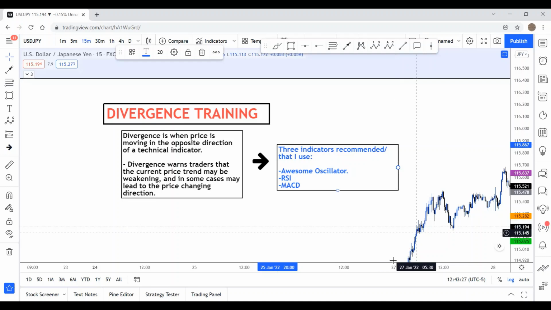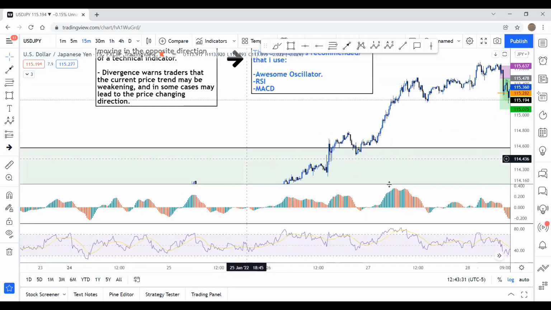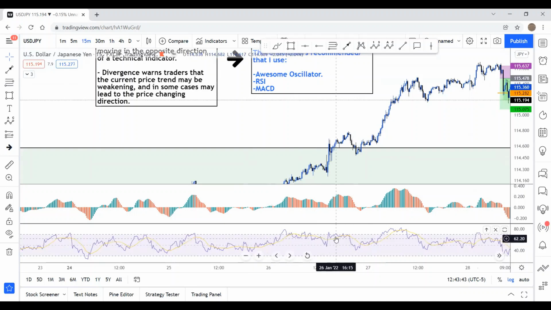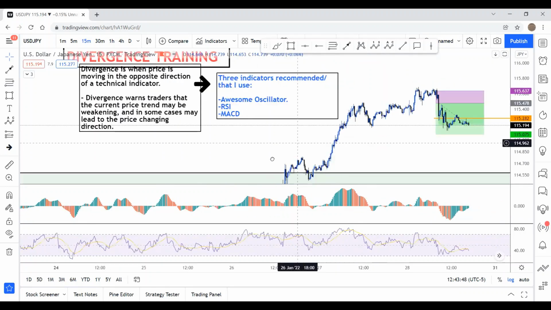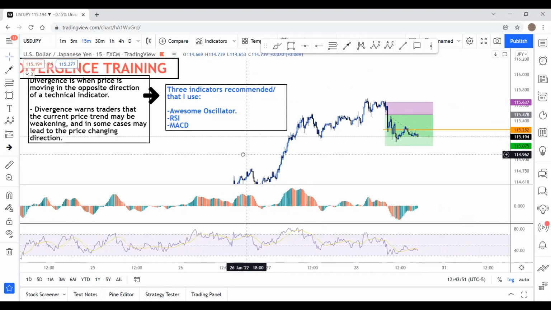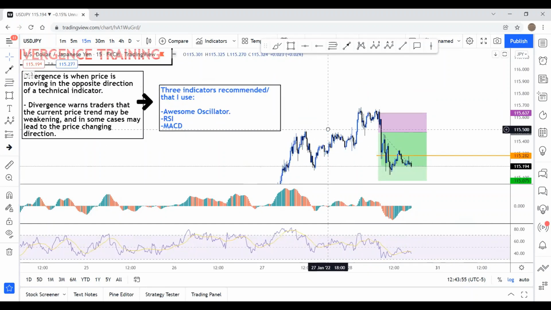All right, so let's look at real life examples. At the bottom here, we have the awesome oscillator, which is the top indicator right here, the green and red. And here at the absolute bottom, we have the RSI. And we're going to look at the purple line for the RSI. So let's take a look. Let's see if we can spot some divergence. We're on the 15-minute time frame, and we're just going to stick to the 15-minute time frame for now.